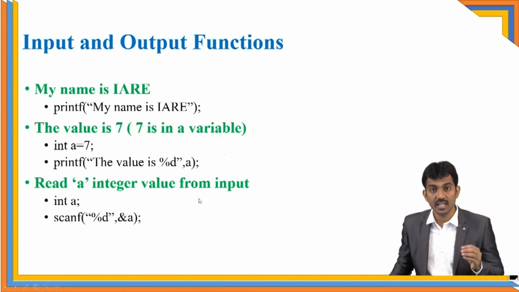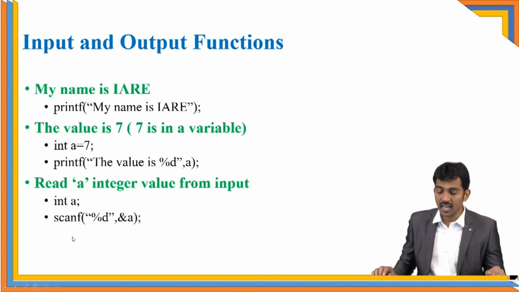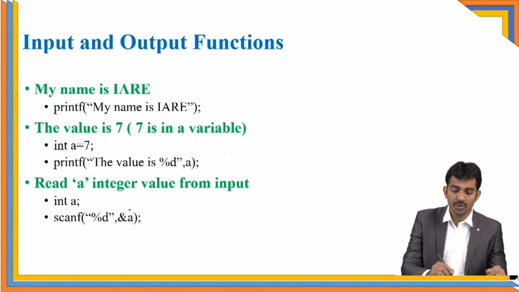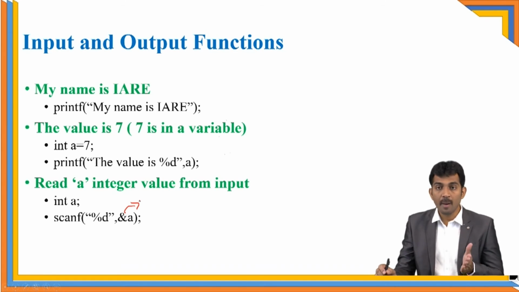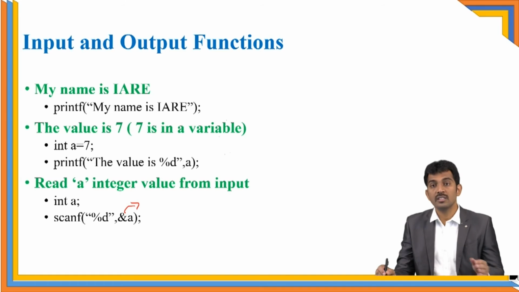If you want to read an integer, you should use a scanf. In the scanf, be careful. Here you should use %d, ampersand. Ampersand is an address operator, right? When you mention ampersand of a, it means that the value which you read from the console is going to be stored at the variable a. Like that, you need to use an ampersand.